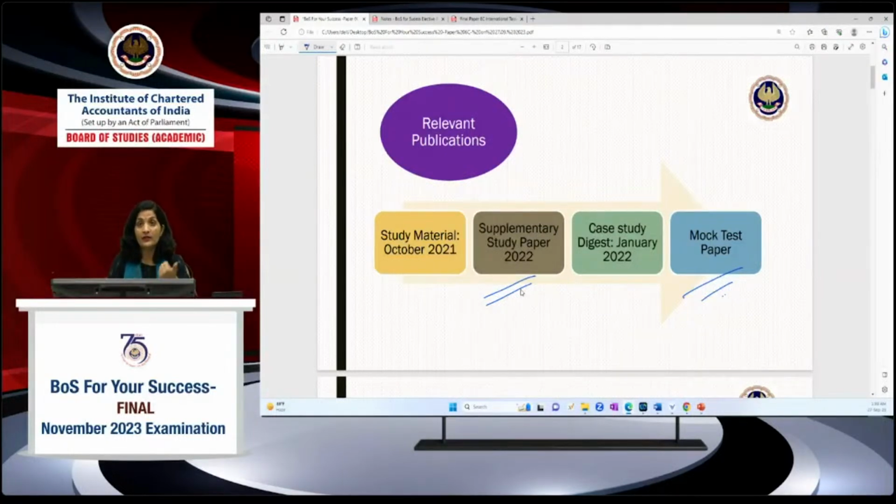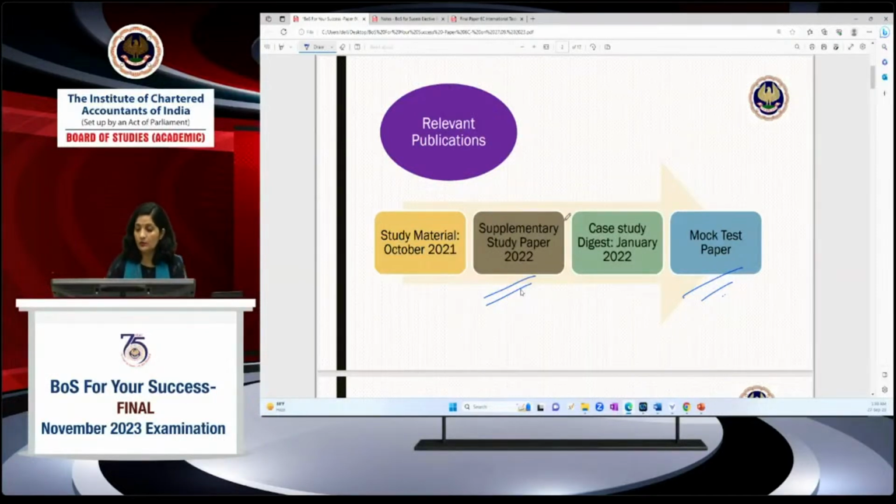So while doing the case study digest also, do solve the questions. Do solve the questions, right? And don't directly compare your answers with the answers given there. You have to compare the answers only when you have completed it, and jot down the points and the things where you are going wrong, right? So in that way you have to do your preparation for your examination.